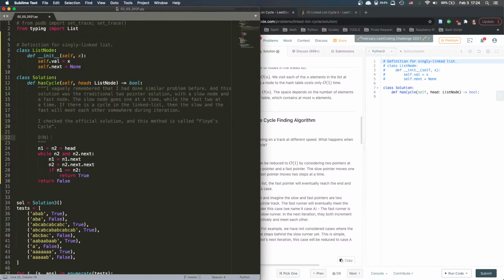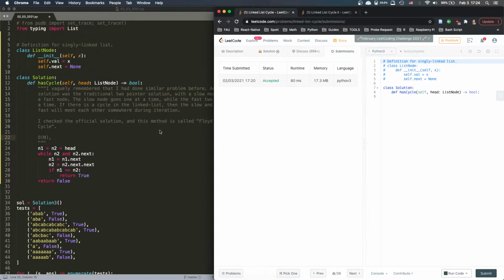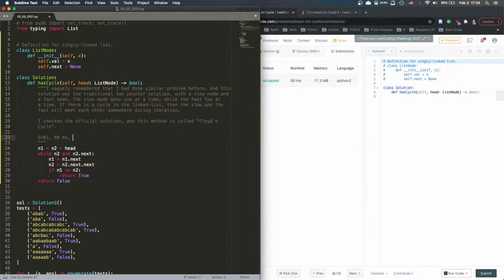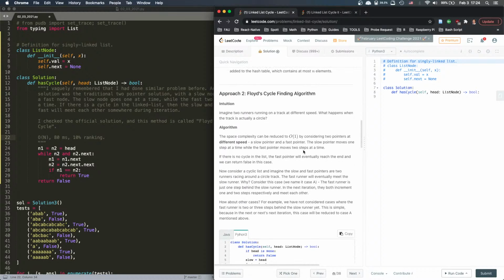How much time did we get on this one? Like 80 milliseconds. I think it's about a 10% ranking. I don't really care about this at this moment. I just want to read and see if there's anything interesting. The hash method is fine. I don't really care about the hash method.